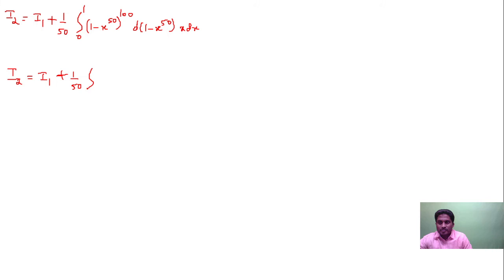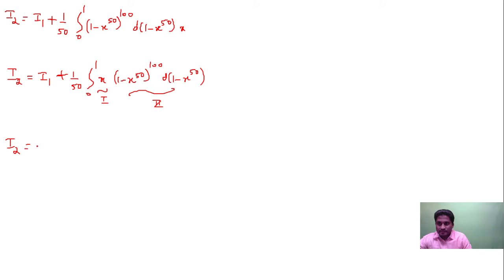From 0 to 1, I'll keep this x as first function, (1 minus x to the power of 50) whole to the power of 100 into this d of (1 minus x to the power of 50). So there's no dx here, only x. Now I'm going to keep this x as first function, take this as second function and use by parts.